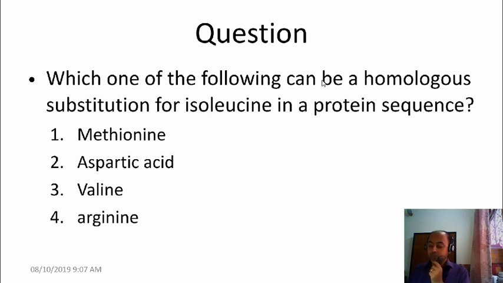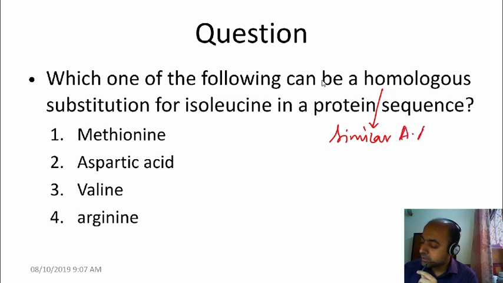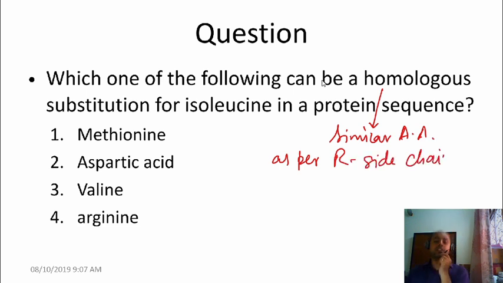Next, which one of the following can be a homologous substitution for isoleucine in a protein sequence? Now, I told you homologous substitution means a similar amino acid as per the R side chain. The first classification that we had seen, based on the R side chain, is used to describe the homologous and the non-homologous substitution. So when we talk about the homologous substitution of isoleucine, it should be similar to isoleucine.